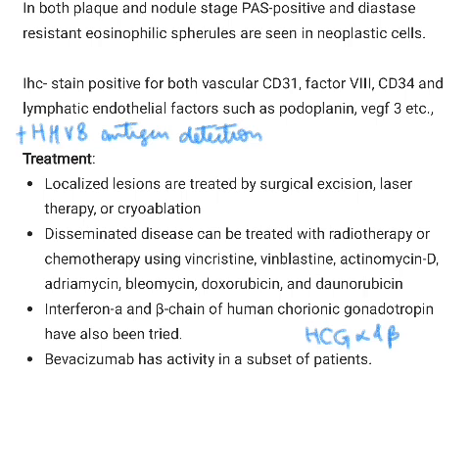Chemotherapy can be done using vincristine, vinblastine, actinomycin D, adriamycin, bleomycin, doxorubicin and daunorubicin. Interferon alpha and beta chain of HCG have also been tried. Bevacizumab, which is also an anti-VEGF agent, has shown some effect in a subset of patients. Especially in AIDS-associated Kaposi's sarcoma, starting antiretroviral therapy is very useful, and it brings about remission in some of the cases.